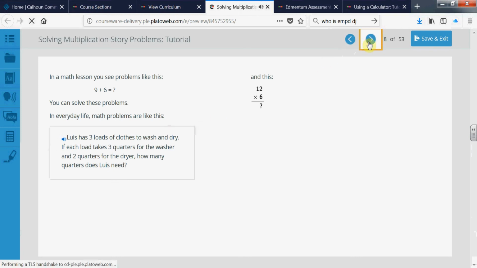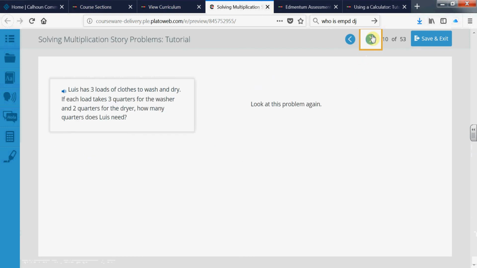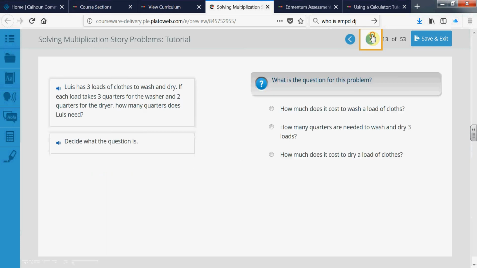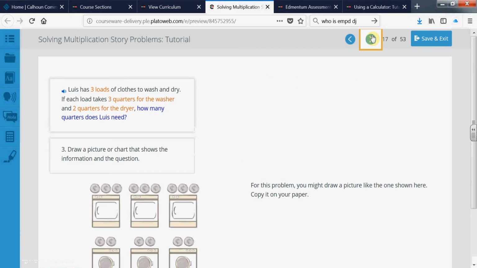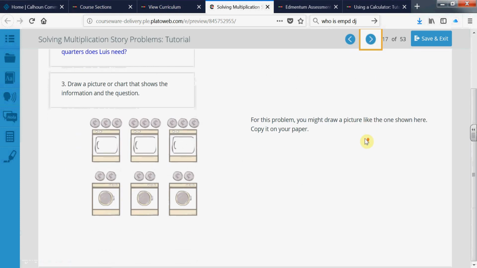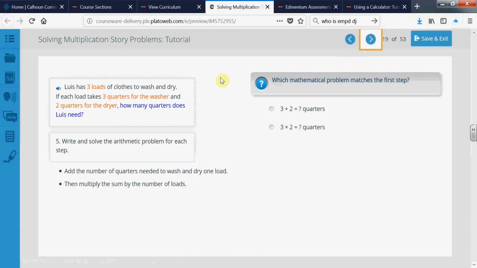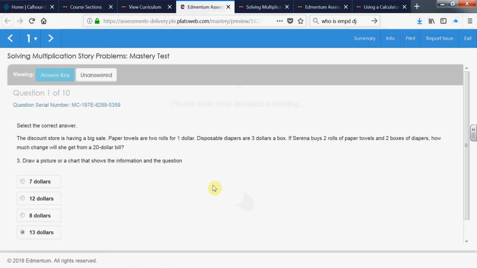And then you can click on the next idea to see what's going on, to be able to answer these questions. And then once you run through the tutorial, you should be ready then for the mastery test.